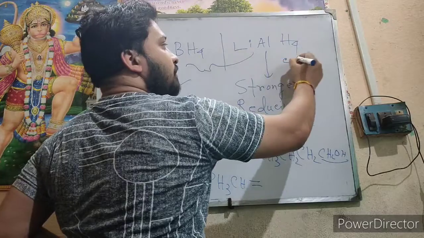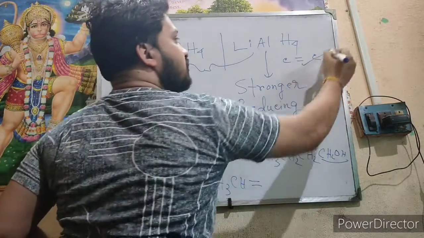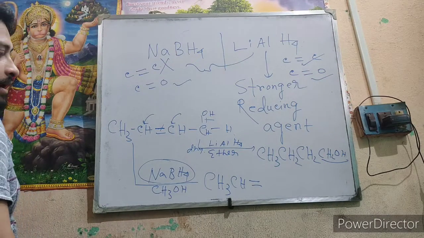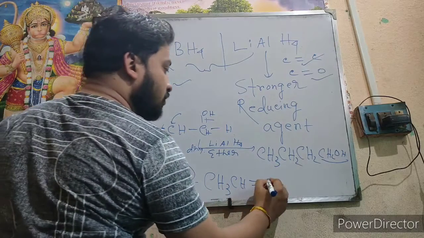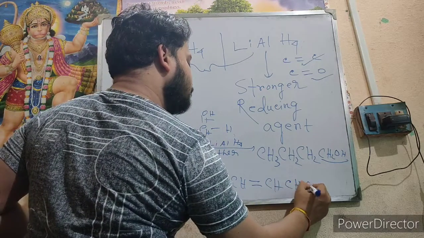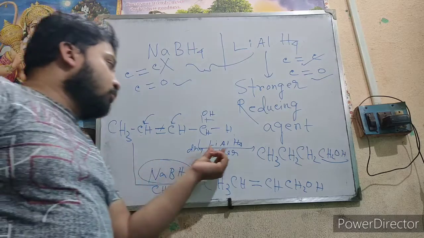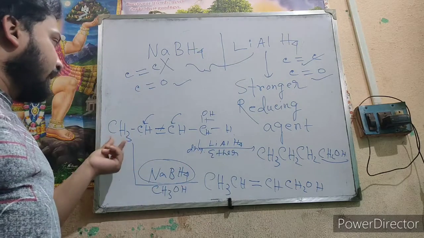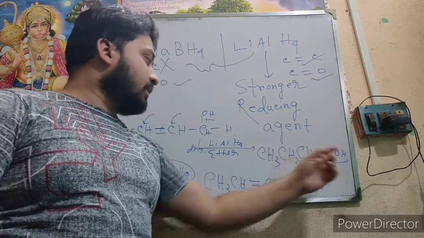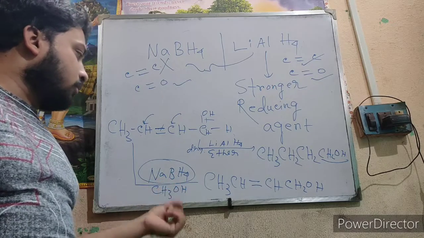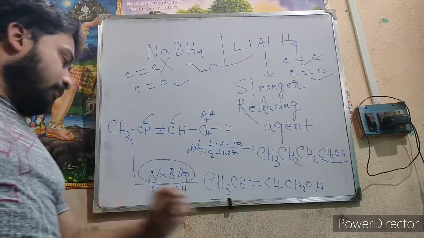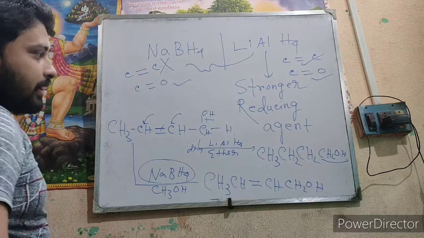But by using lithium aluminium hydride, it can break the C double bond C and it can also reduce the C double bond O. If you use lithium aluminium hydride, you get CH3, CH2, CH2, CH2, CH2, CH2 and CH2OH. But if you use sodium borohydride, NaBH4, it cannot break this pi bond, so you get CH3, CH double bond CH, and CH2OH. So this is the product.